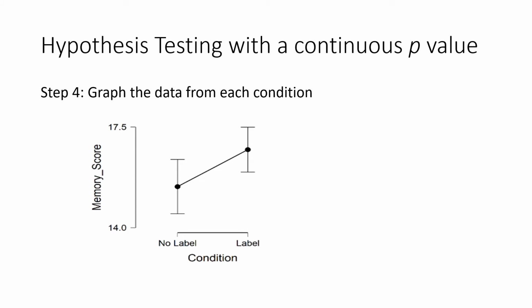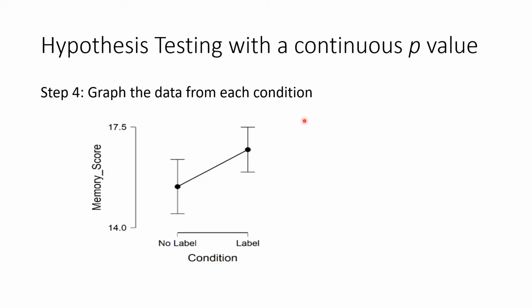The fourth step is to graph the data from each condition. And in this case, you can see that the group that was given the verbal label recalled more simple line drawings than the group that was not. And this is helpful just because now when you go down to the next few steps, you know which direction the effect is going. You know that the evidence looks like it's leaning towards your scientific hypothesis in this case, because you predicted that this group would have a higher mean performance when it comes to memory score.